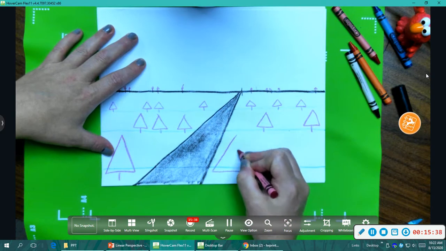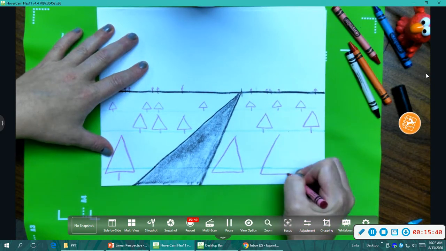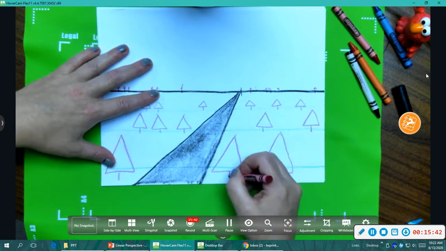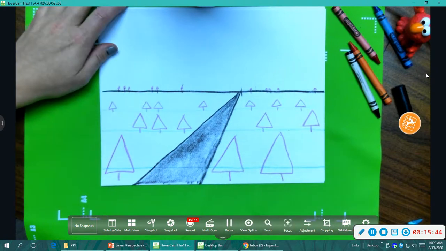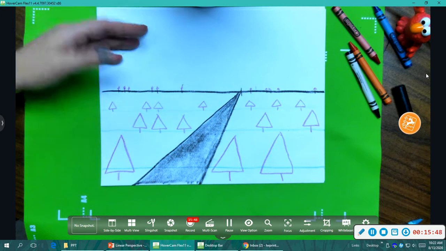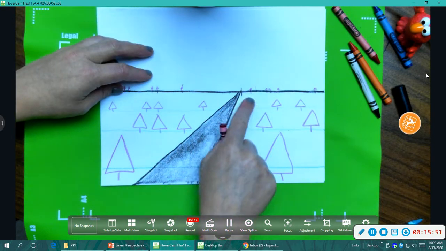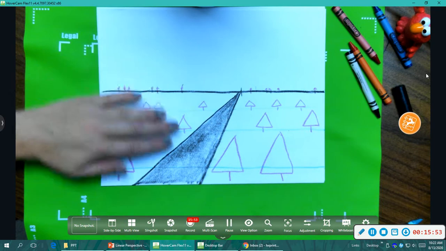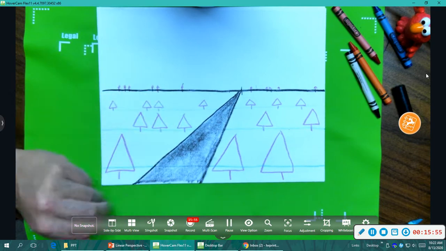Now you may end up in a situation where some of your trees in the front overlap your trees in the back. That's totally fine. Overlapping is another way we can show how things are getting smaller. Alright, do you see it? Do you see how it looks like you could go along that road, and how these trees are far away and these trees are close up?